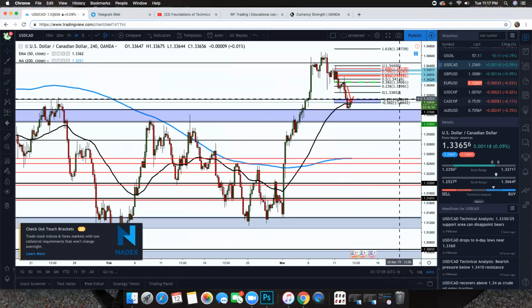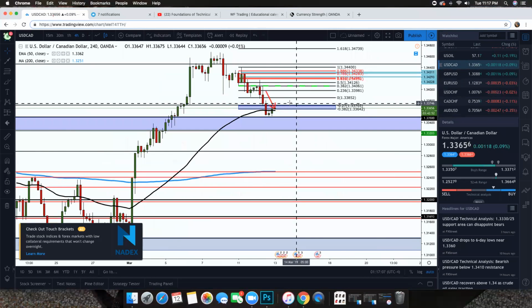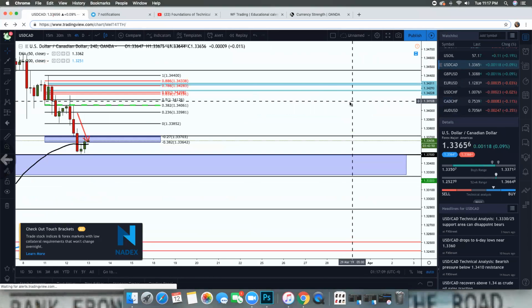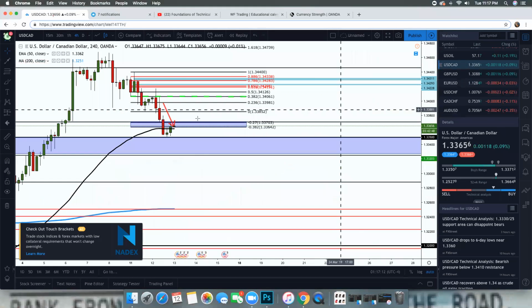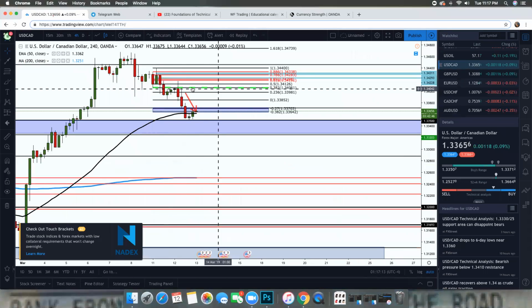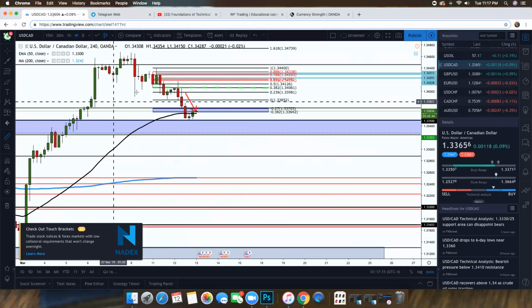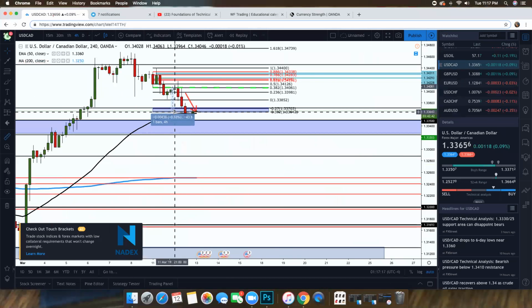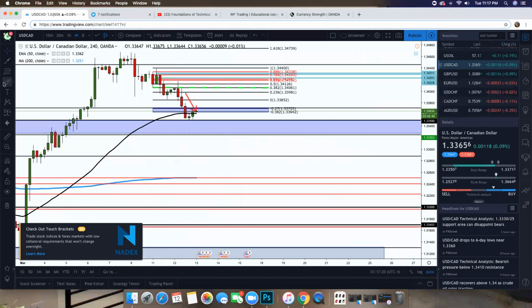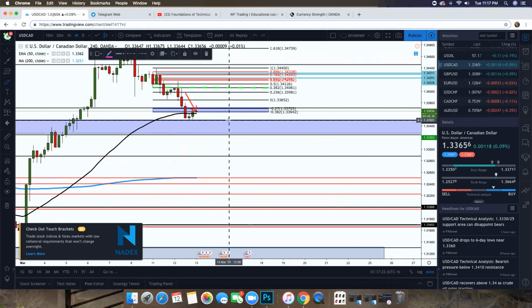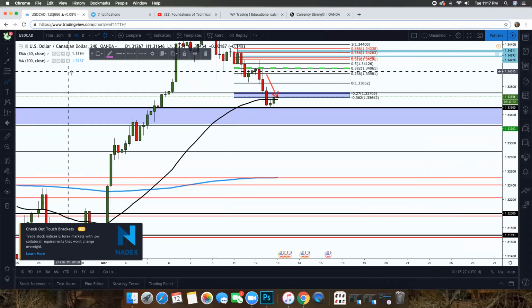So we could check out UCAD. UCAD, I'm in a sell right now. I sold it at this green line is where I sold it. I have one entry that's up 40 pips already. And then I sold it again, literally right here. I'm break even right now on my trade.